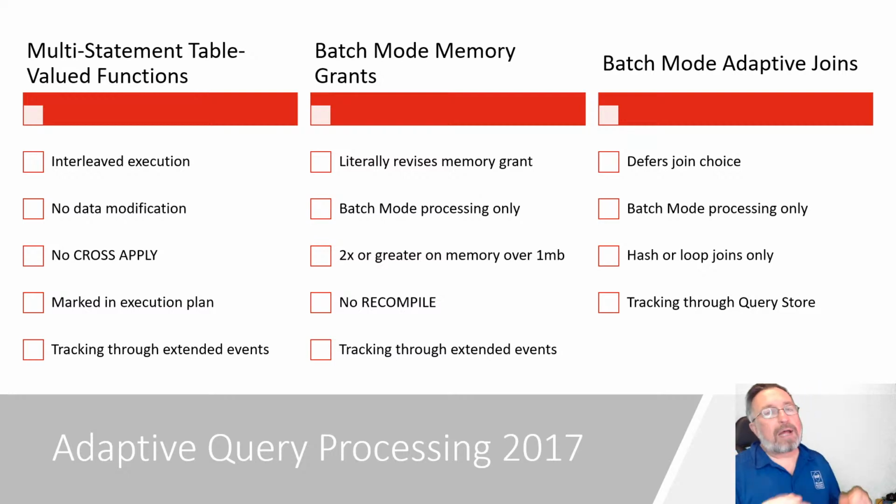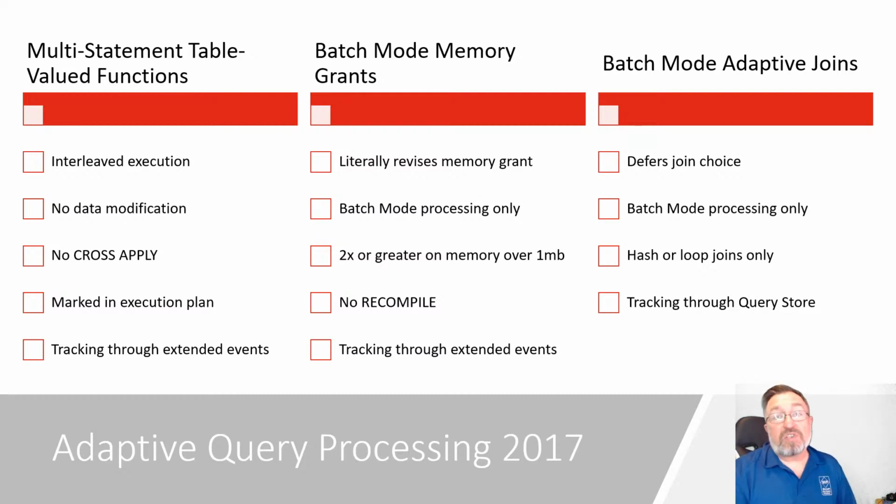But batch mode processing is still currently tied to column store indexes. So you're not going to see a lot of that kind of behavior outside of column store indexes. There's some row stuff that does it, but by and large, batch mode is still connected to column store. So doggone.